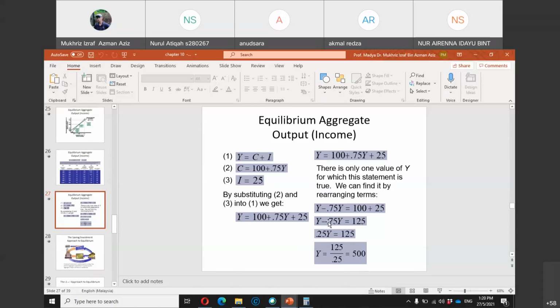Remember, this is one of many examples of the type of questions that you can be tested on when it comes to chapter number 10, determining the value of Y using this simple equation. As long as you know how to derive the aggregate expenditure function, C plus I, you add them both and you solve using the simple linear equation, simultaneous equation. So you should get Y equals 500.